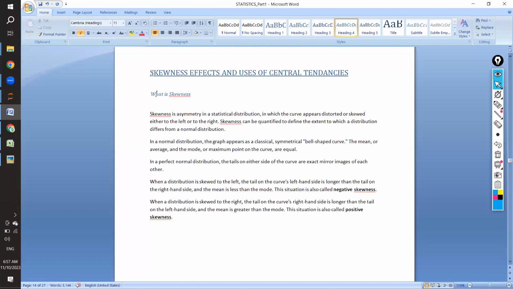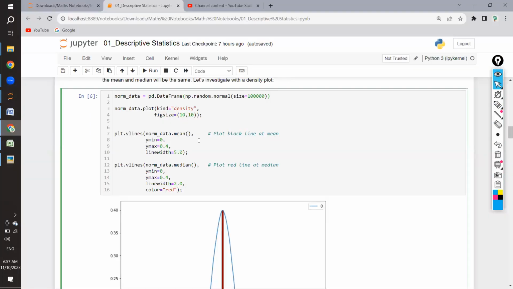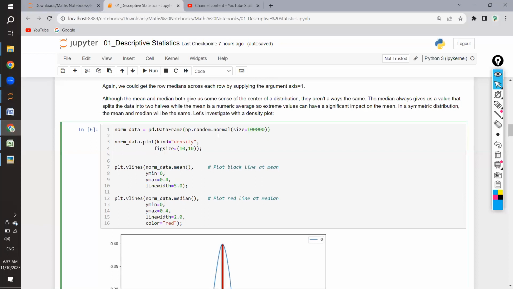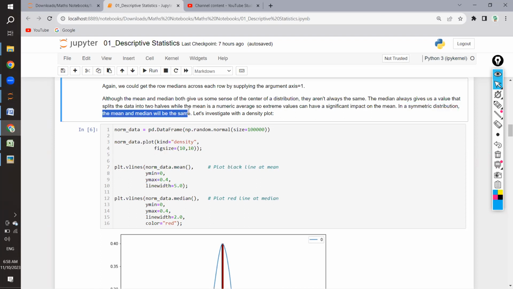You have something called skewness. We have seen central tendencies like mean and median. In a symmetric distribution, the mean and the median will be the same.